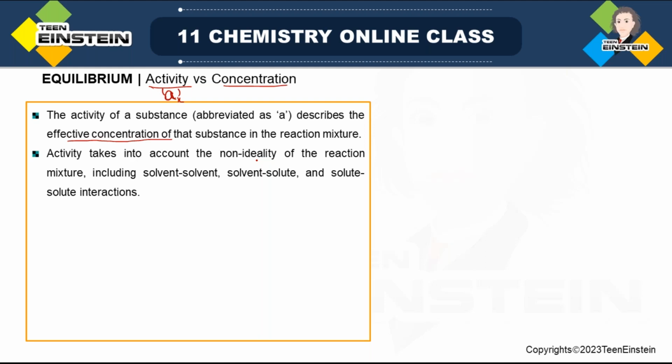Now, what is effective concentration? Suppose the species is present, only that species. It is lone species. There is no other species. So X, there is only X. It is not mixed with Y or Z. So when this is the condition, you can use the term concentration. It is simple.